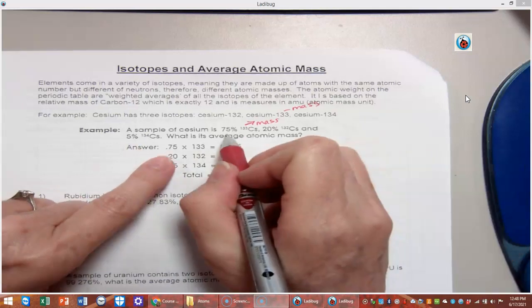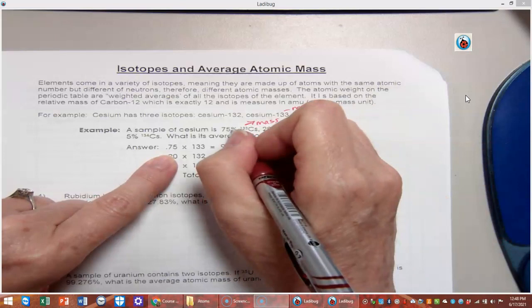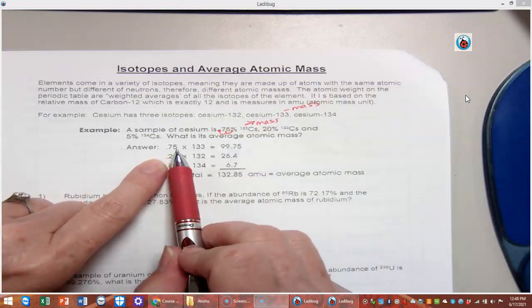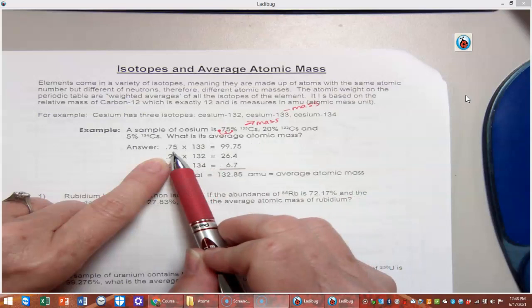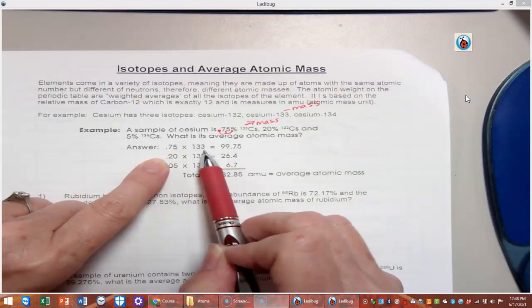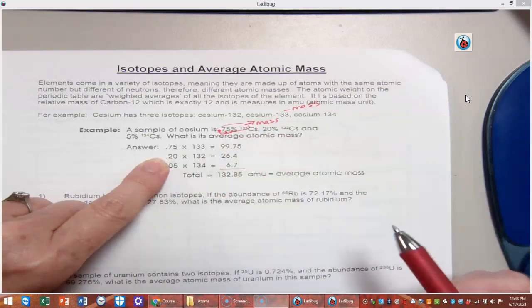So the first thing we're going to do is change percent into a decimal. How do I do that? I move the decimal place 2 places. So 75% becomes 0.75. Okay, I have 75% of what? Cesium-133. So I'm going to take that and multiply it by the mass number. Okay, so I just multiply those two numbers together.